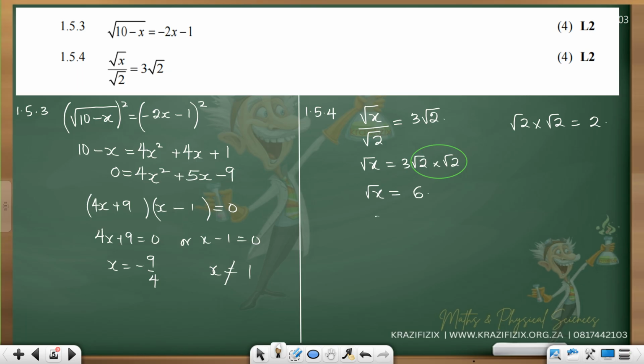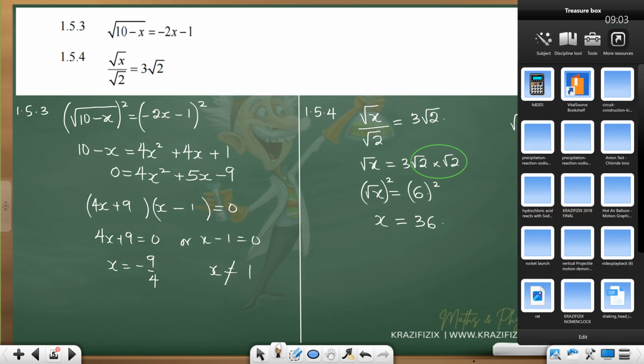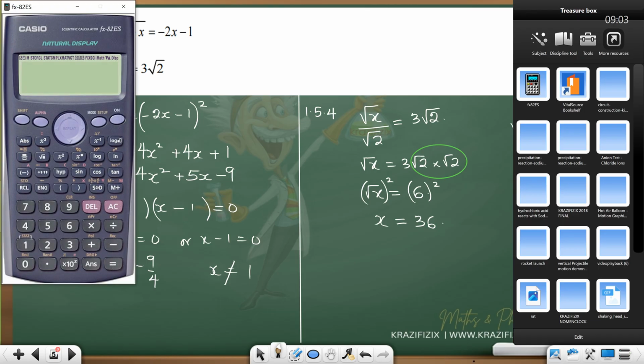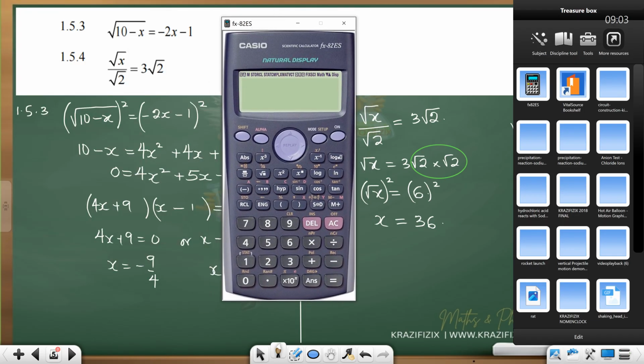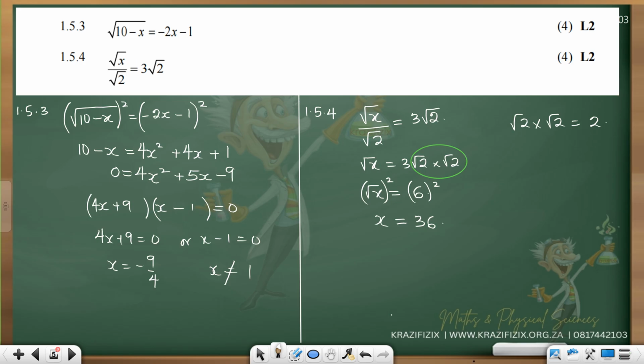Okay, can we square both sides? Square both sides. X therefore will be what? 36. Let's confirm if it works. There's only one answer here. All right, the root of 36 over the root of 2 is 3 root 2. X is 36.